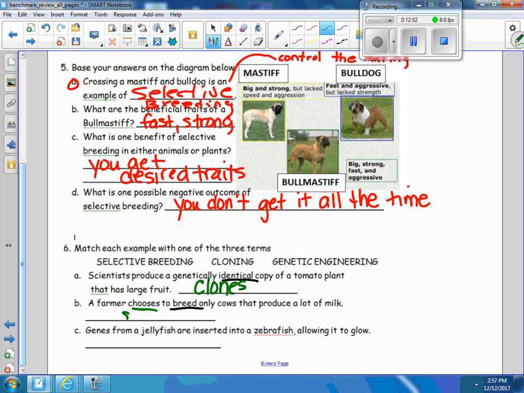Good job. I'm inserting a gene from a jellyfish. That's what you guys did. GFP, into the zebrafish. Now the zebrafish can glow. What is that one called, Chloe? Good. Genetic engineering.